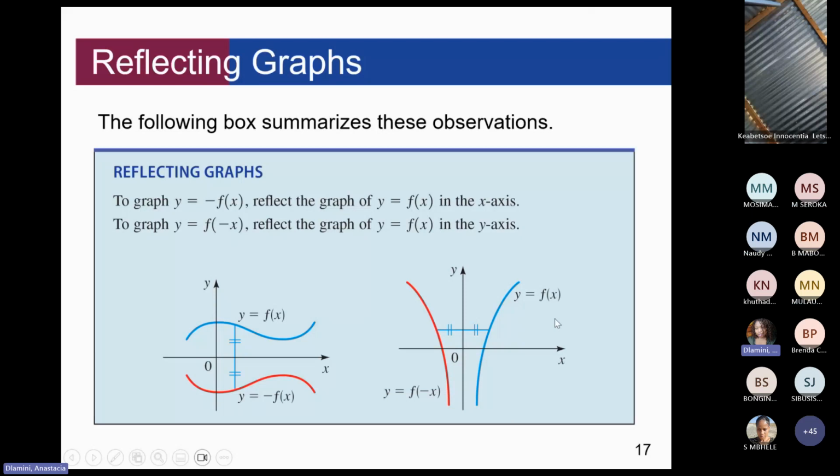Okay, to graph y equals minus f of x, reflect the graph of y equals f of x in the x-axis. Does it make sense? Can you pick it up immediately when you see it? Or do you need me to do some explanation and simplify it and take it further down? Practically you can fold the paper in the x-axis. So when you have y equals minus f of x, you will know that this is a reflection about the x-axis immediately.